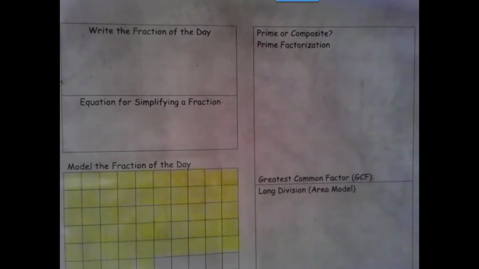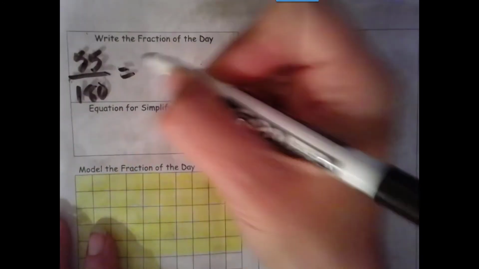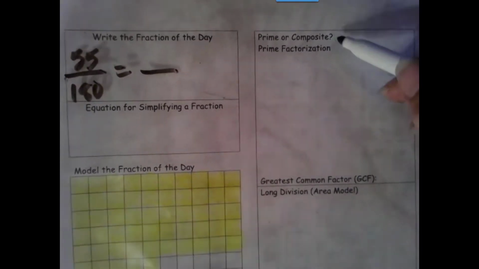Okay, let's get down our beginning fraction. We have a total of 180 school days, and we are on day 55. And so now we want to think about our numerator of 55. Is that prime or composite?